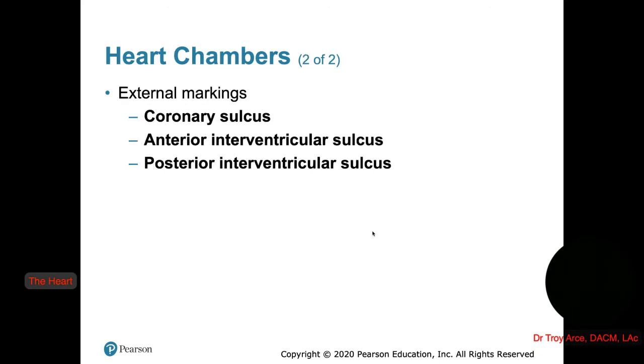So your heart chambers, the external markings: you have the coronary sulcus, the anterior interventricular sulcus, and the posterior interventricular sulcus. Let's take a look at those.